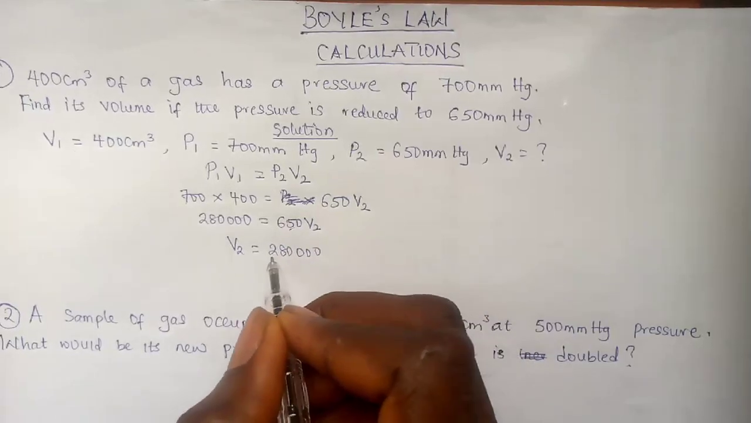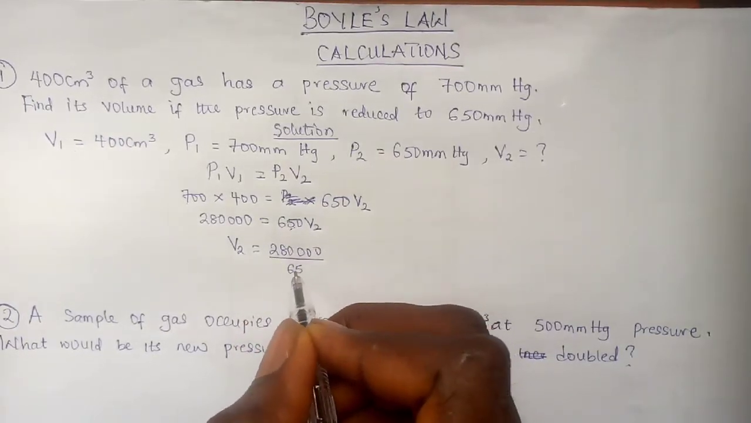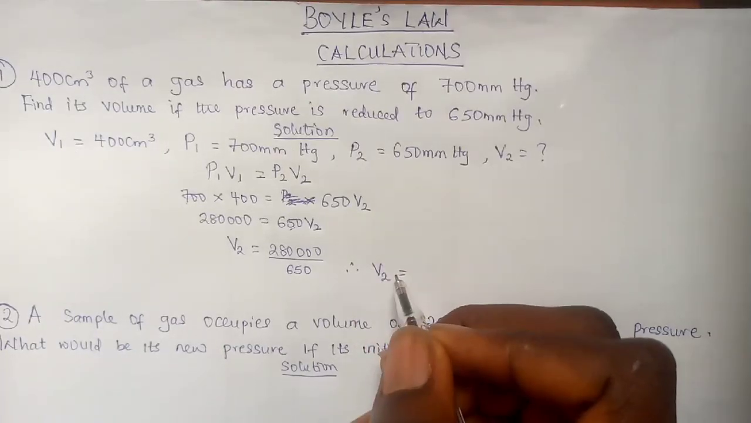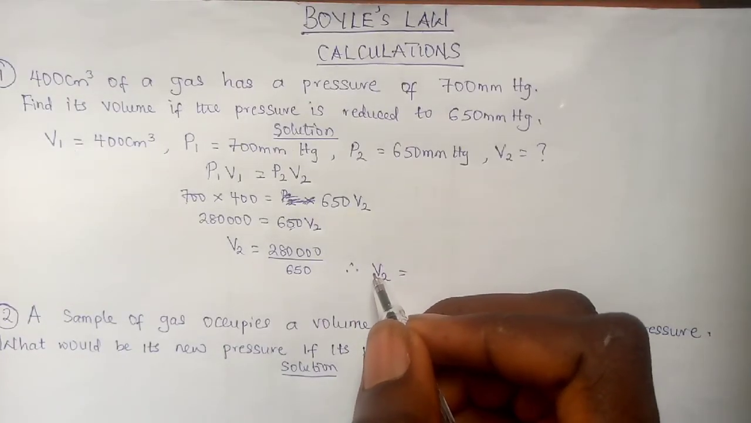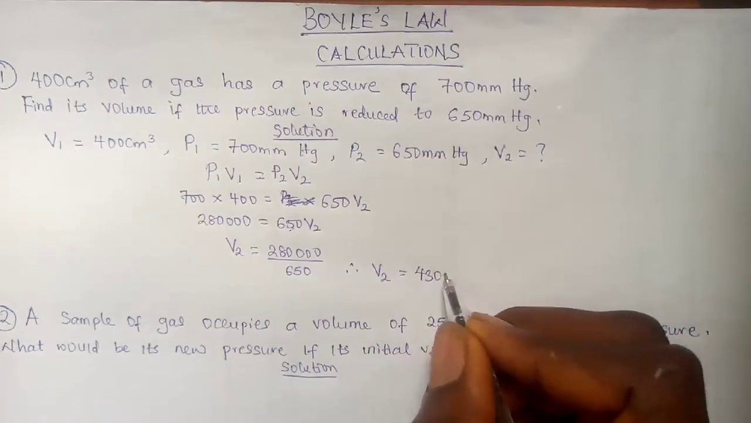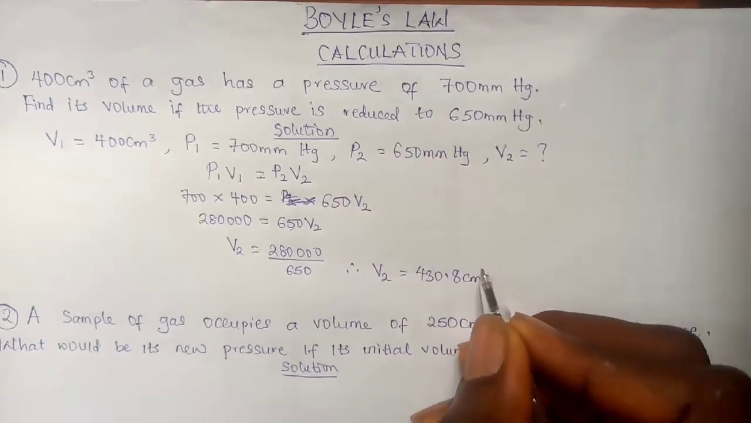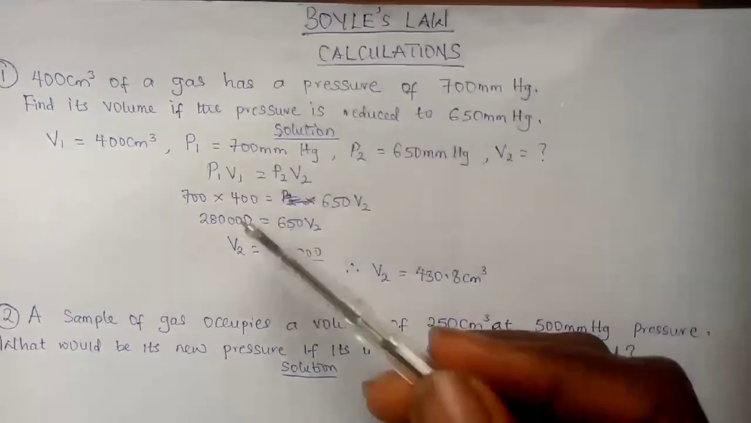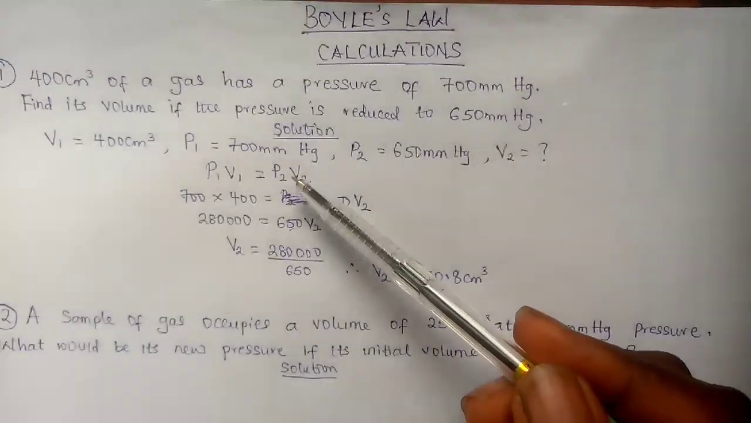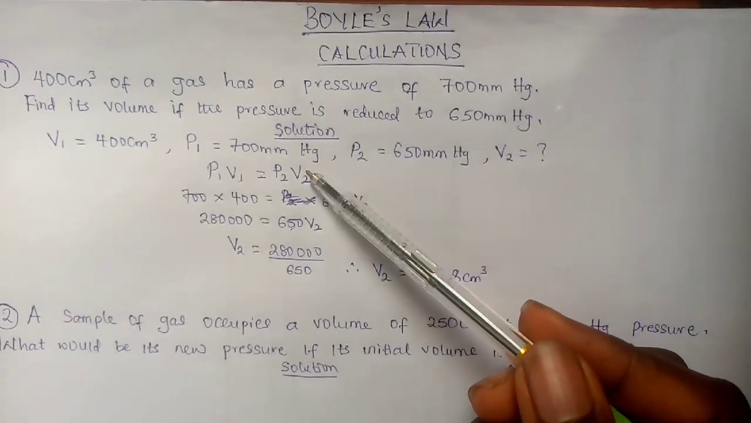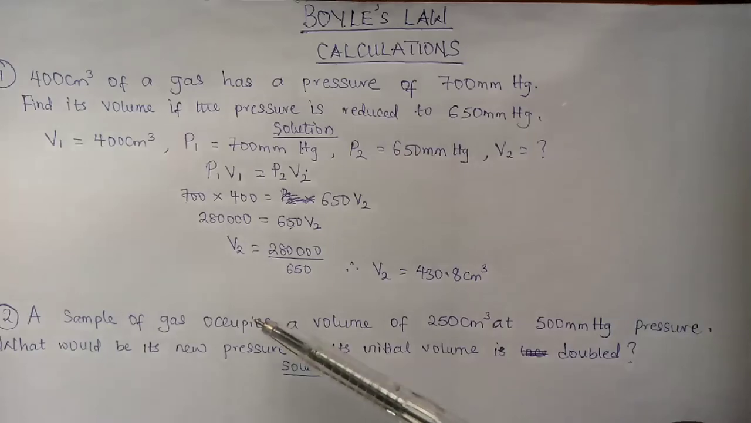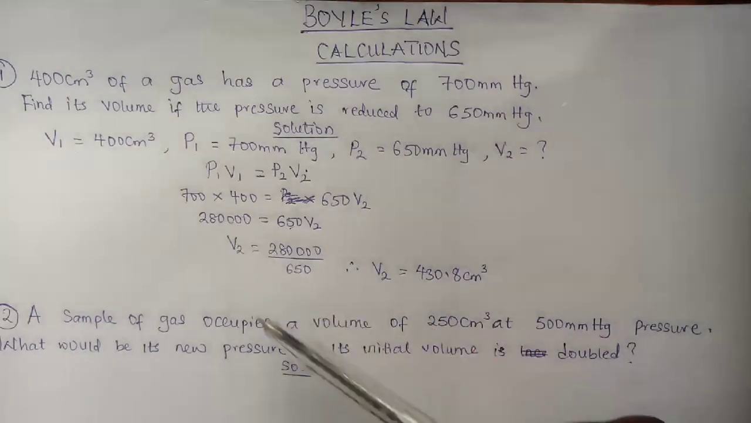280,000 divided by 650, and when we do that, our final answer should be 430.8 cm³. So first, bring out the given values or the given parameters, bring out the formula to use, substitute these values into the formula, and then calculate the unknown, which is V2.